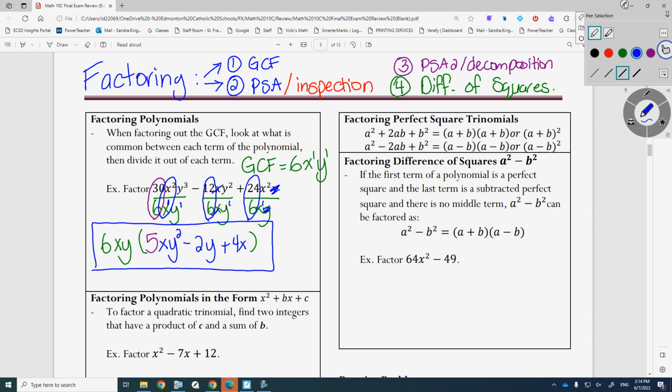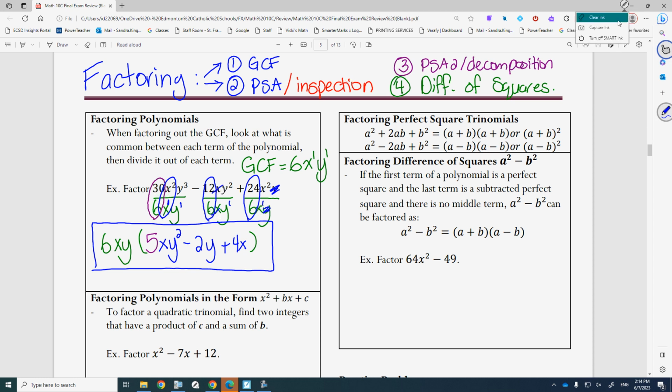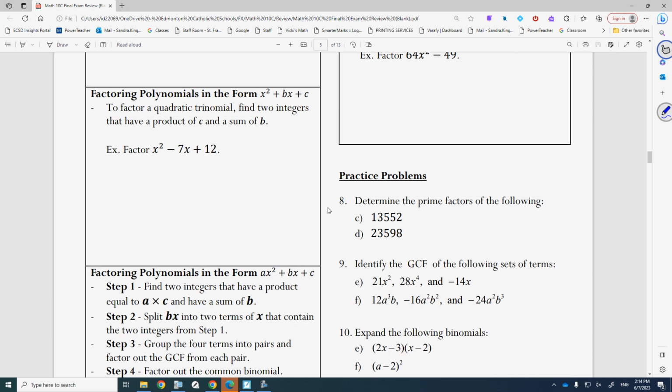Let's look at PSA 1, which is called inspection. Okay, PSA questions always have 3 terms. They're always trinomials. Make sure your trinomials in descending order of x. So x squared, then your x, then your constant. Set up your little chart, product, sum, answer. And what we are looking for, this is a PSA 1 because there's a 1 in front.